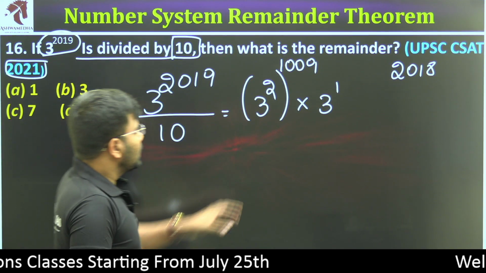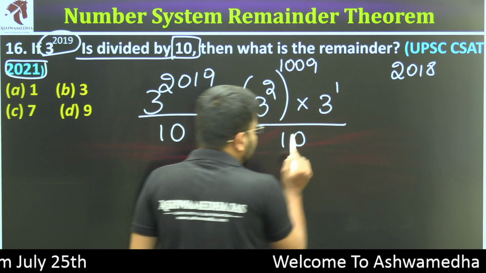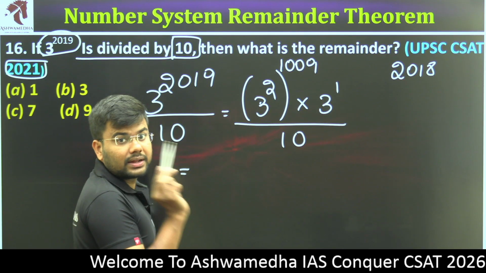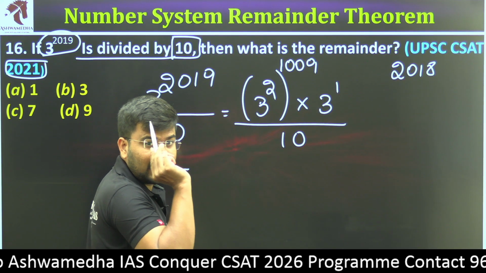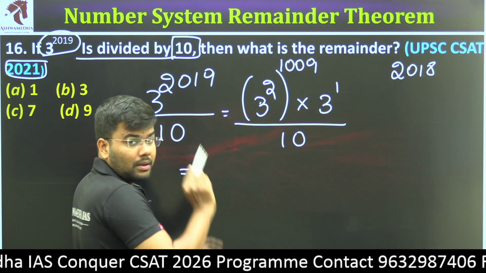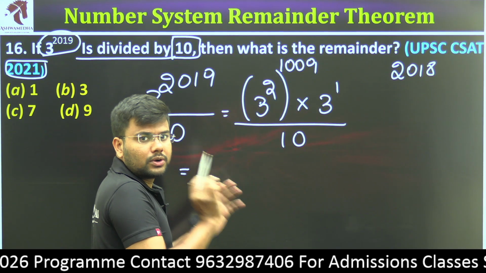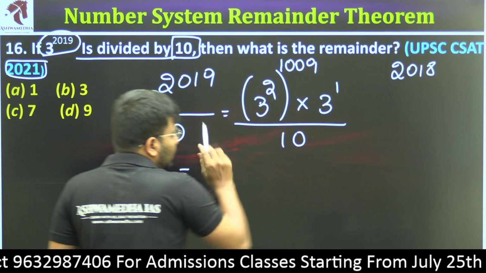3 square whole power 1009 into 3 power 1 divided by what? 10. Look here. Now, this 3 square is what? 9. 9 can be written as what? 10 minus 1. You should be calculating as fast as it is possible. Minus 1 power 1009 is negative. Hence, the remainder is minus 1. You should be able to calculate in the mind itself. For your sake, I am just writing completely elaborately.